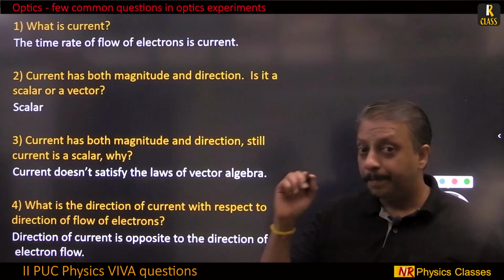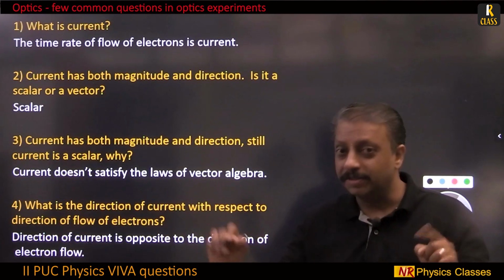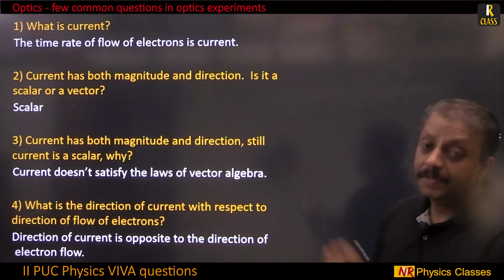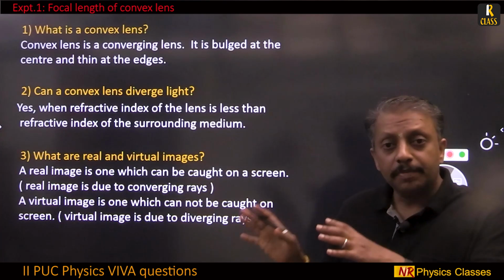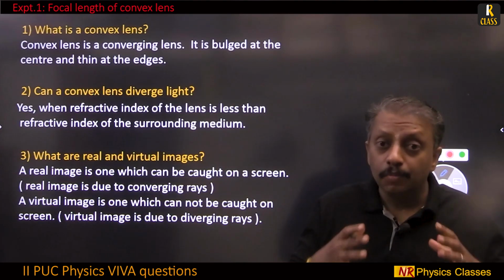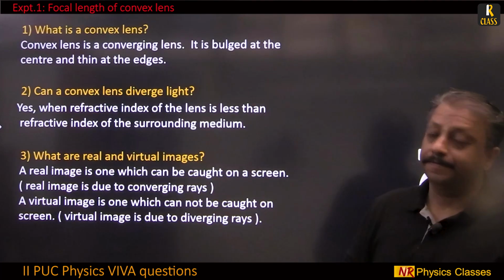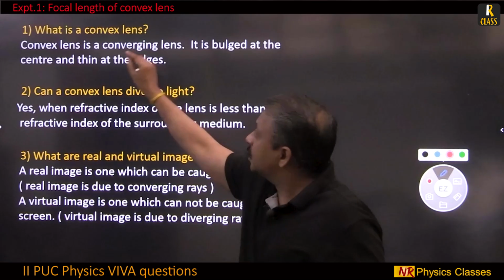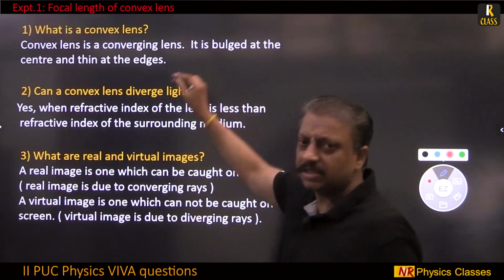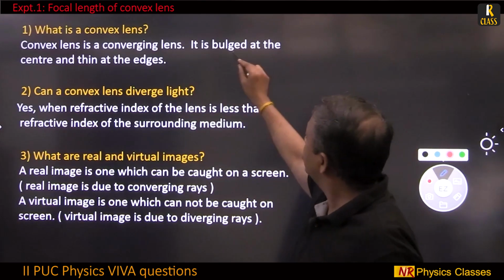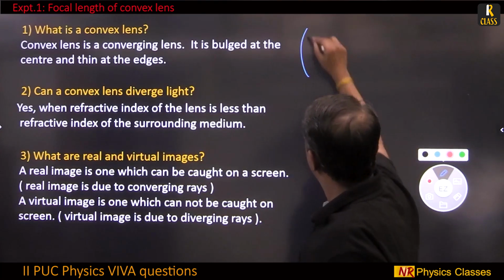Okay. Pen, paper: read the question, read the answer, write once or twice. Let's start. Focal length of convex lens. In this experiment, teachers can ask more questions. Let us try to cover most of the questions. What is a convex lens? A convex lens is a converging lens. It is bulged at the center and thin at the edges. Like this.